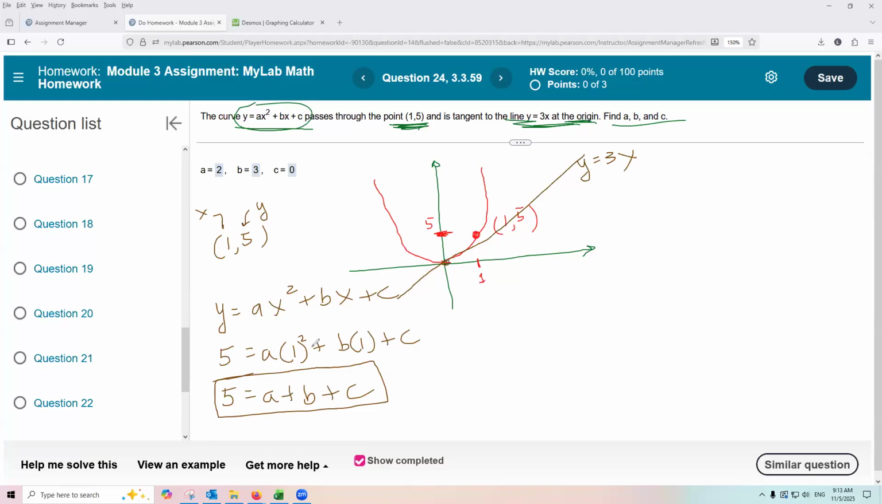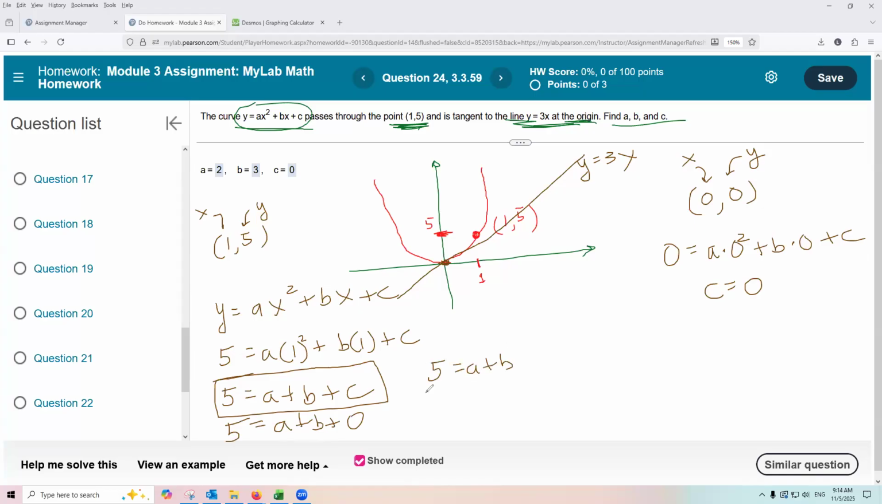Well, this parabola, this red graph, goes through the origin 0, 0. So let me do the same thing with 0, 0. That means 0 equals a times 0 squared plus b times 0 plus c. From this equation, we know c equals 0. Well, if c equals 0, then 5 is a plus b plus 0. So 5 must equal a plus b. But we need one more equation to uniquely determine a and b.